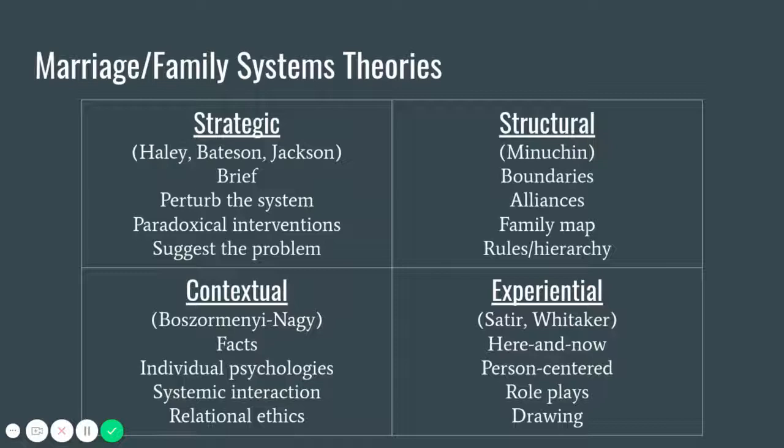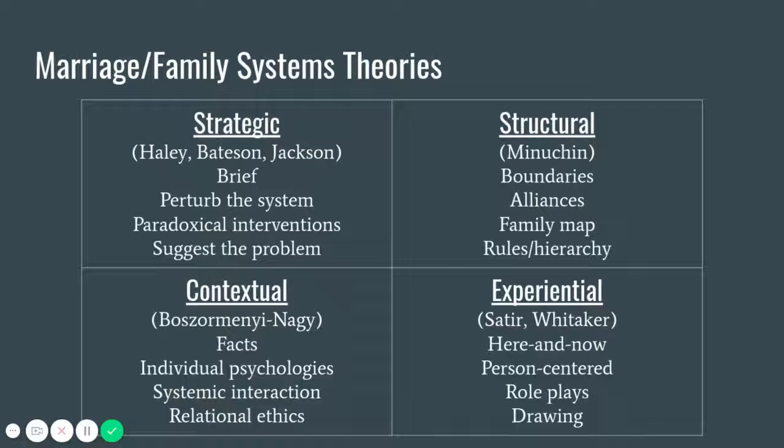In strategic, with J. Haley, Bateson, and Jackson, this was the Palo Alto group. It's a brief intervention. You're trying to perturb the system, as they said, have paradoxical interventions, suggest the problem. So you're messing with the family a bit in strategic to shake up the system. In structural family therapy, Salvador Minuchin, it's what we think about a lot, especially when we think of boundaries, because that's very popular to talk about, written about by many people. But boundaries, alliances, making a family map, rules and hierarchy. The name explains it: you're looking at the family structure and trying to craft a better or different family structure to help the system.